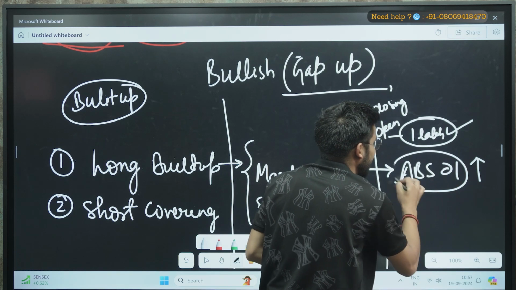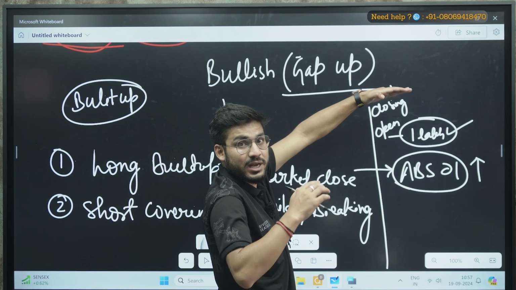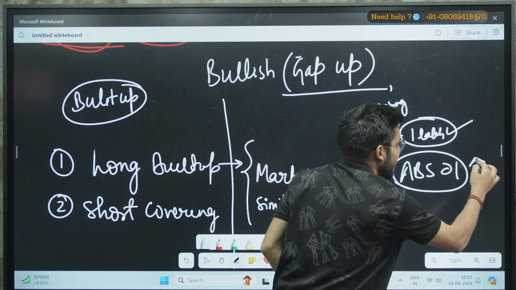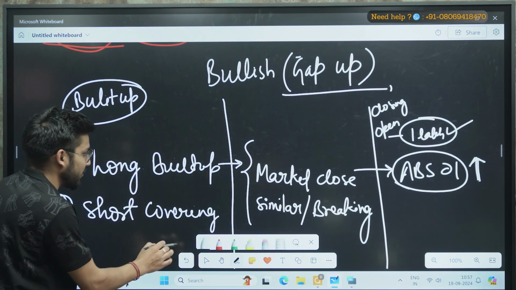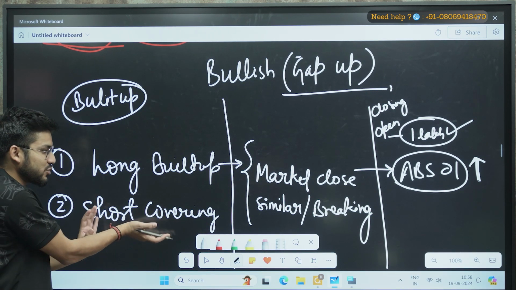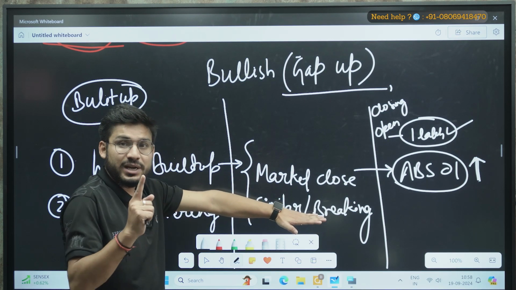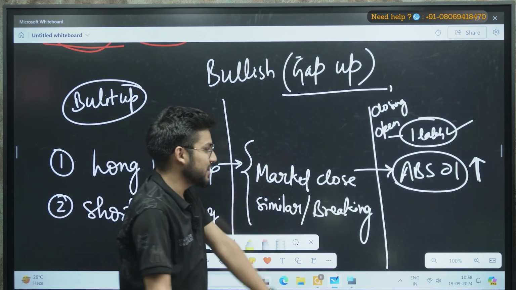So absolute OI, the difference between the opening and closing, should be greater, right? My closing open contracts should be greater than my opening contracts. This is the first condition. Now in the short covering, the market should be in short covering. For example, if I'm talking about the Nifty, then Nifty should be in short covering. At the same time, it should be breaking, or it should be similar to the high of that day, right? That is the second condition.